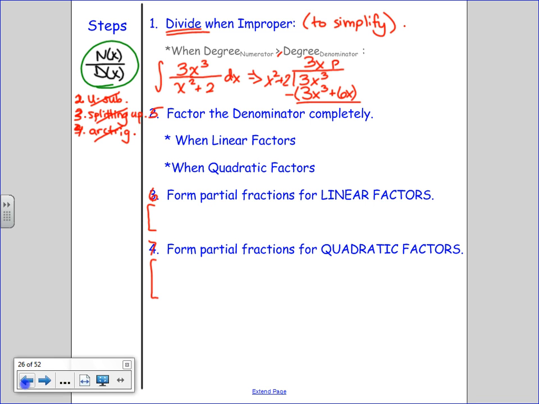So I'd have a remainder of, right? Yes. So then that would change my integral to be the integral of 3x minus 6x over x squared plus 2. Can I solve this one, guys? Yes. How would you solve it?